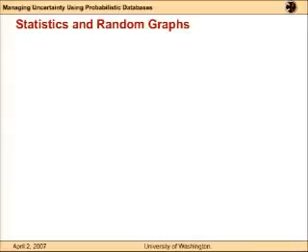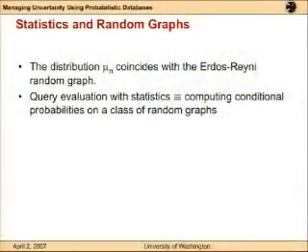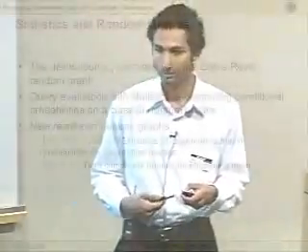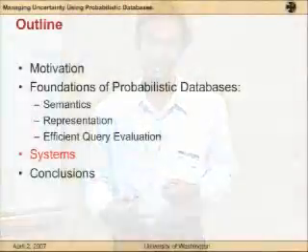And so the question is, how do you evaluate queries given a bunch of statistics? And here we found a very interesting connection to random graphs. The distribution which I just showed you is precisely the Erdős–Rényi random graph, which has been widely studied in graph theory. And query evaluation using statistics amounts to computing conditional probabilities over random graphs. In fact, we got some new results on the existence of conditional probabilities and some complexity bounds for computing them over a class of random graphs.